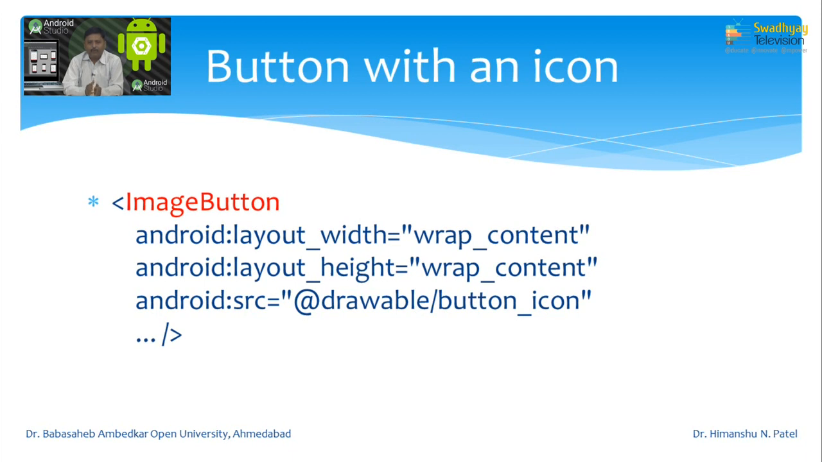So, you have to place your icon file inside the drawable folder, and from there you can fetch your icon for the button caption. This is how you can display a button icon. Next we see how to display both icon and text.